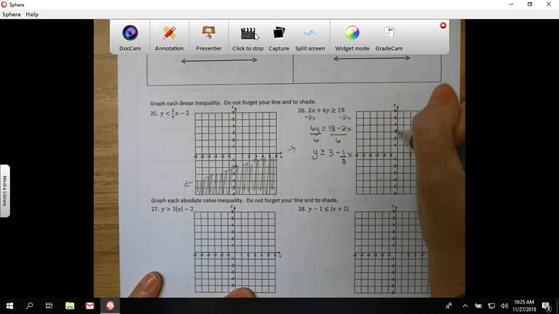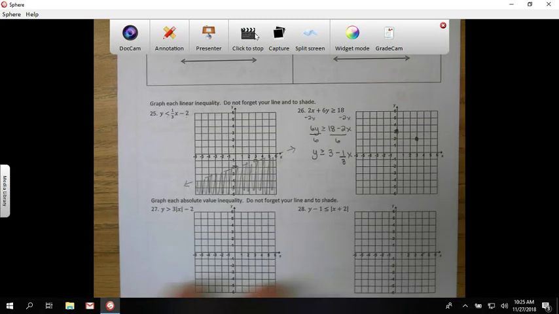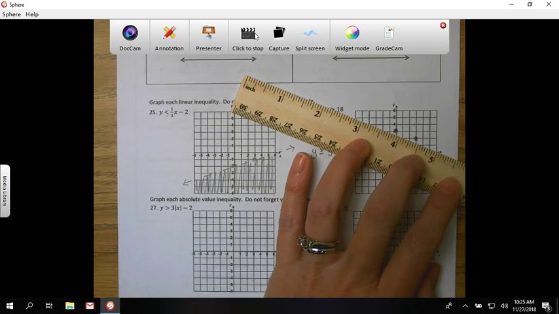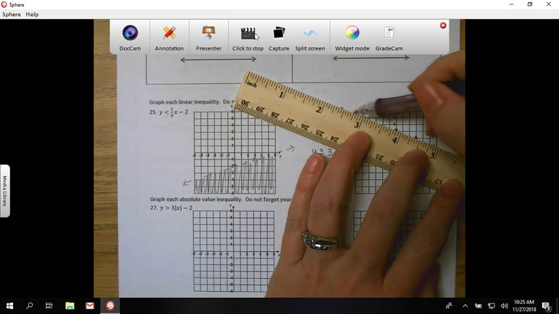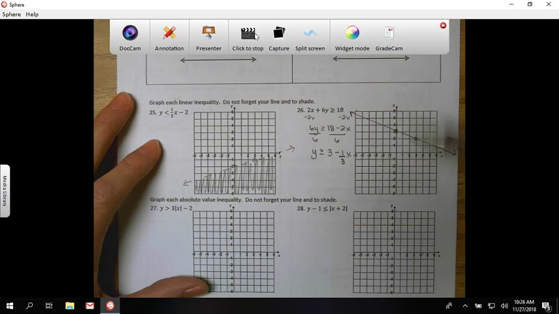So 3 is my y-intercept. Now my slope is a negative 1/3. This time y is greater than or equal to, which means solid line. And then I'm supposed to be shading everything greater than that. So I'm going to go ahead and shade above.